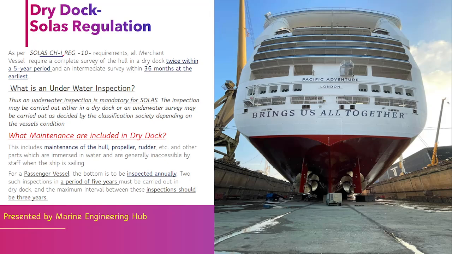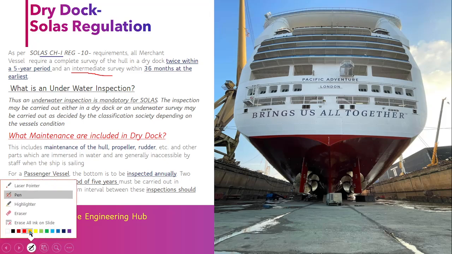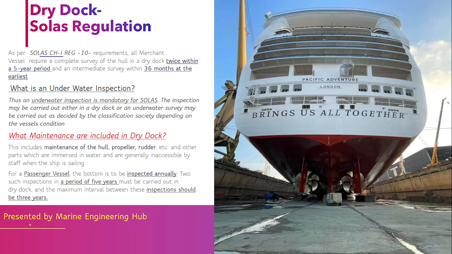So SOLAS Chapter 1 Regulation 10 talks about the dry dock requirement of a merchant vessel, that is twice within a 5-year period of time, and an intermediate survey within 36 months, that is 3 years at the latest, that is 2.5 to 3 years, within which you have to go to a dry dock again.